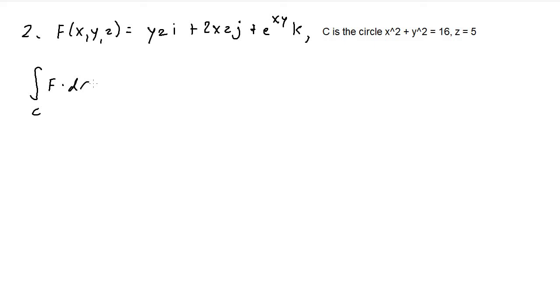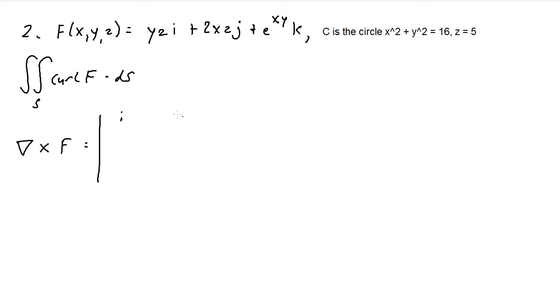Now because we're trying to evaluate the line integral, we have to use the other formula, the double integral over the surface S of the curl of F dot product with dS. So let's go ahead and first find the curl of F. For the curl of F, once again, we need to take the cross product of del and F.